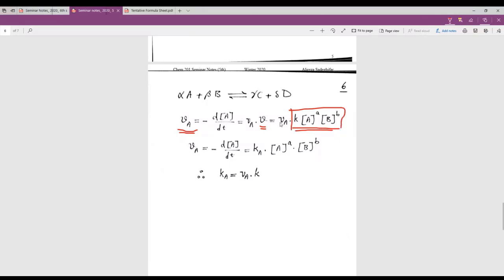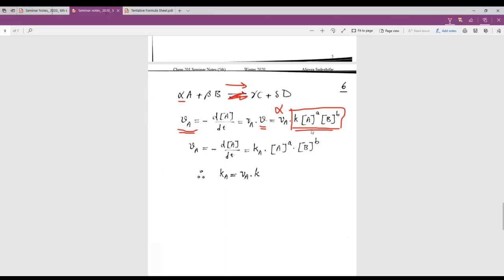So it's nu A, which is the stoichiometric coefficient, which is alpha here. So it is alpha times k multiplied by A raised to the power of a, B to the power of b. I'm sorry, here actually, it's wrong. It should be just the forward reaction. In this specific case, it is just the forward reaction. I'm sorry, I made a mistake here. So the rate of consumption of A is negative dA over dt, which is equal to alpha times k times A raised to the power of a, B to the power of b.